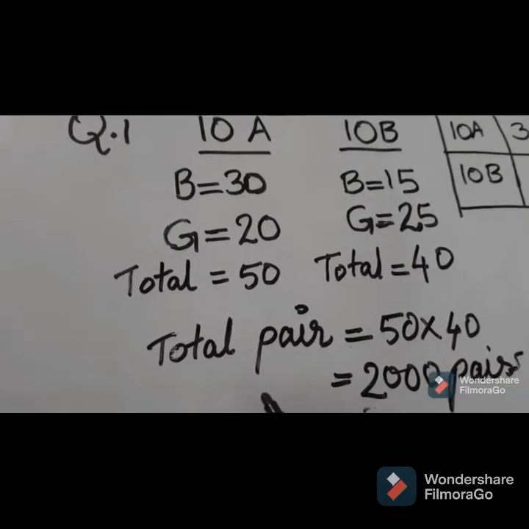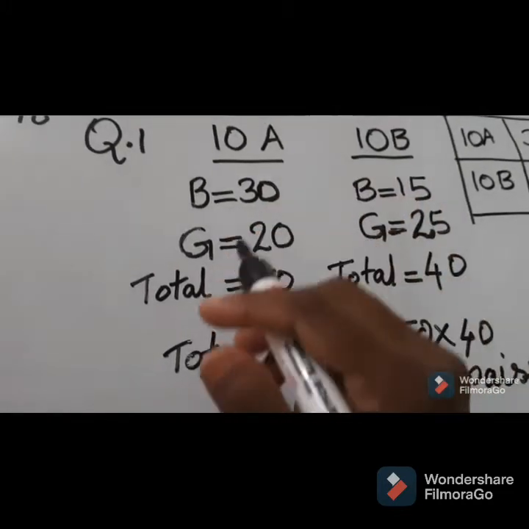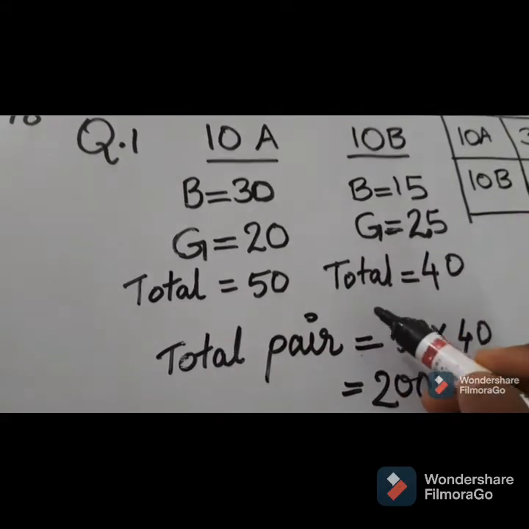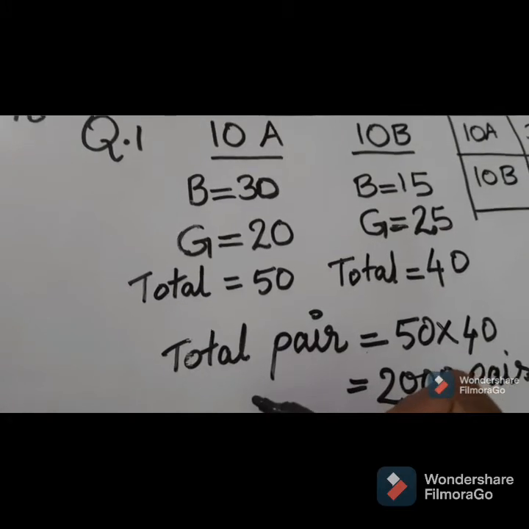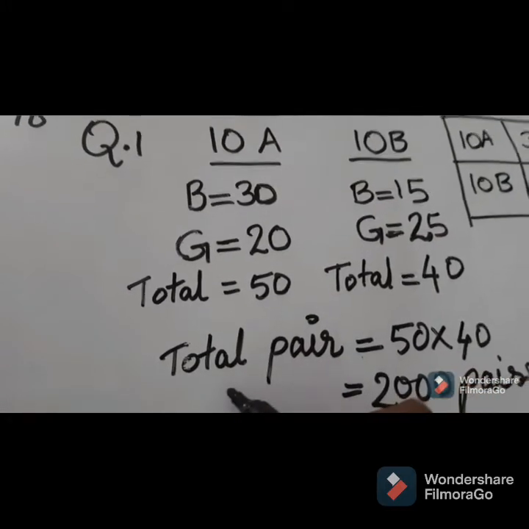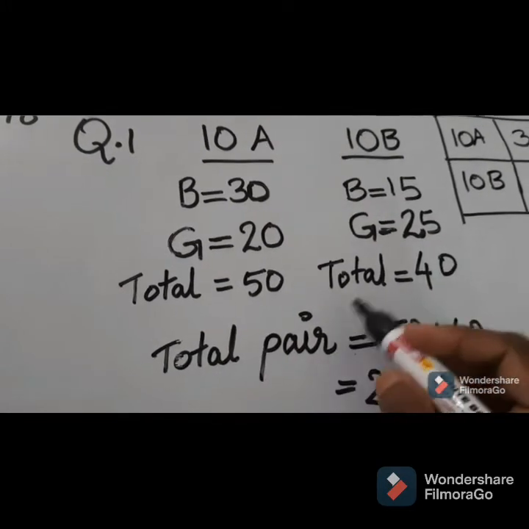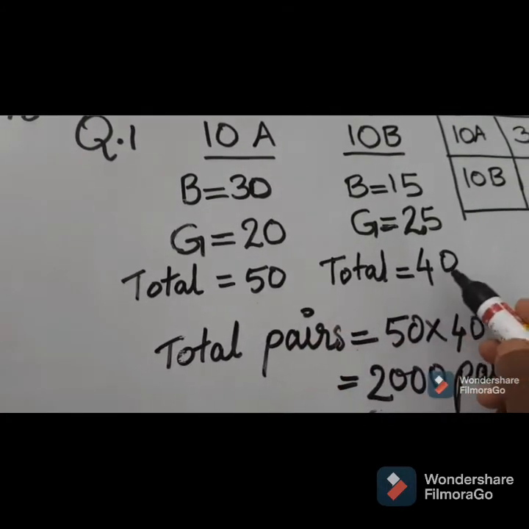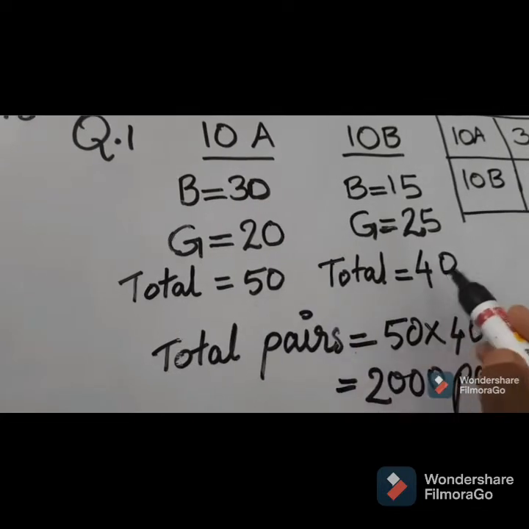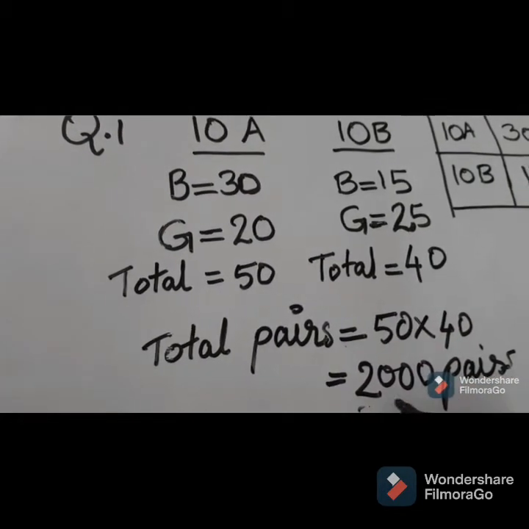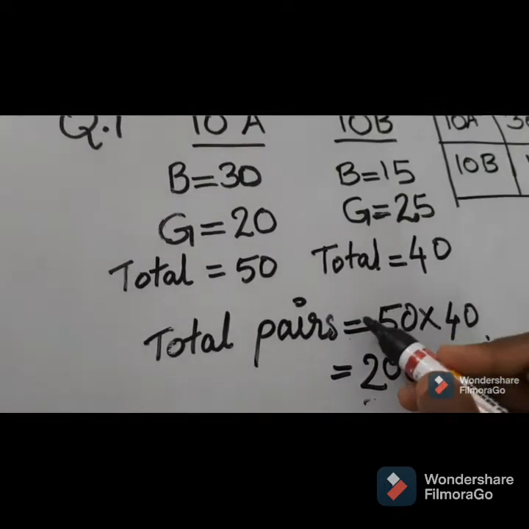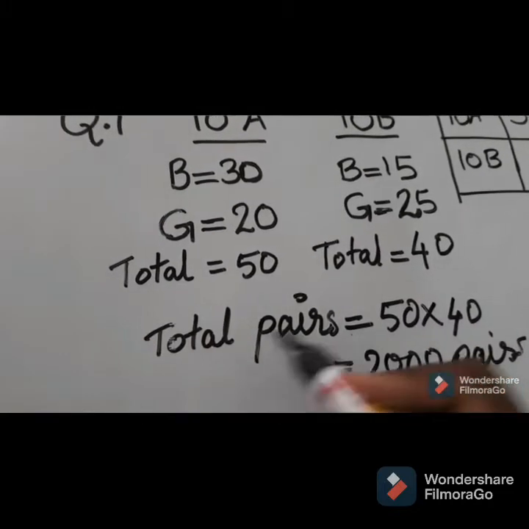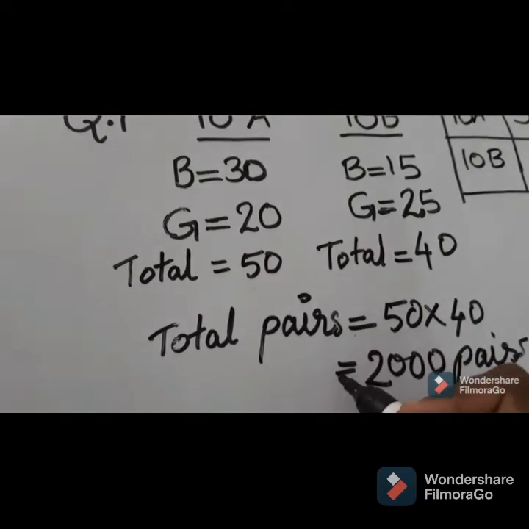So in this question, we have to select one student from each class. That is, we have to make a pair of two students. So total pairs will come. Here it is 50, here it is 40. So we multiply 50 into 40, we will get 2000 pairs, because 5 into 4, 20, then 2 zeros.